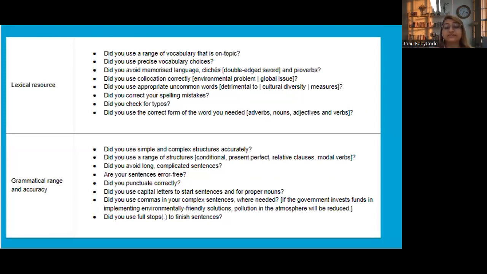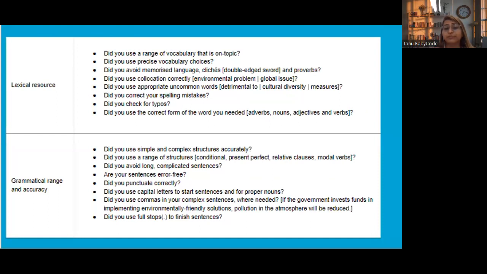Lexical resources. For lexical resources, did you use a range of topic specific vocabulary? Did you make precise vocabulary choices? Did you avoid any kind of memorized language? Did you use collocations correctly, appropriate uncommon words, correct spellings? Check for typos. Did you use the correct form of words, right? So you have to check all these things in your lexical resources.